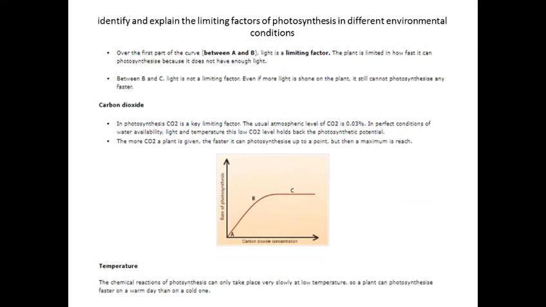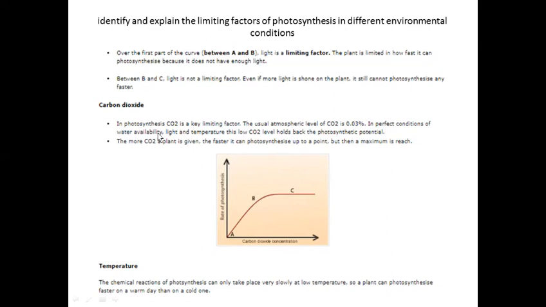Yes, identify, explain the same topic. Over the first part of the curve between A and B, light is a limiting factor. The plant is limited in how fast it can photosynthesize because it does not have enough light. Now, between B and C, light is not a limiting factor, even if more light is shone on the plant. Okay, it means B to C, more light is coming, so in this way it is not a limiting factor. But once the time comes, it is going to become constant. That means it is a limiting factor.